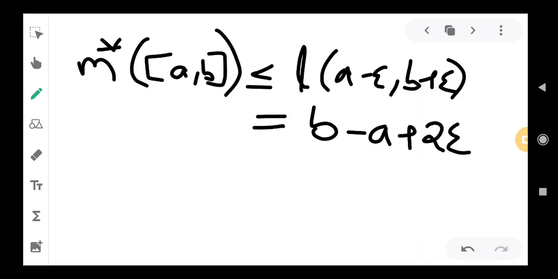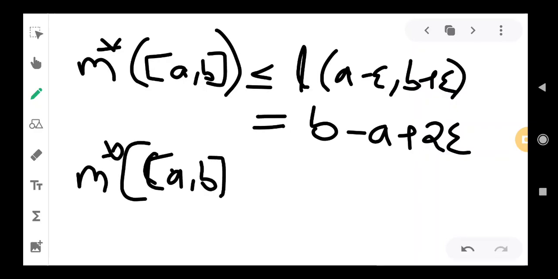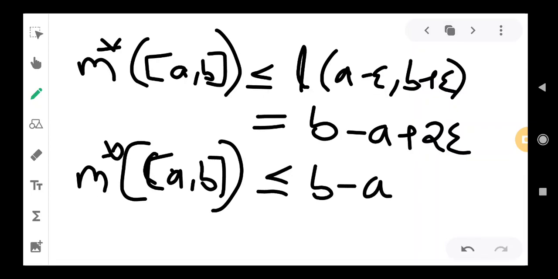So we got that M star of the closed interval AB is less than or equal to B minus A plus 2 epsilon. It holds for any epsilon greater than 0, which implies that M star of the closed interval AB is less than or equal to B minus A. Call it equation number 1. What we need to show is that M star of the closed interval AB is equal to B minus A.